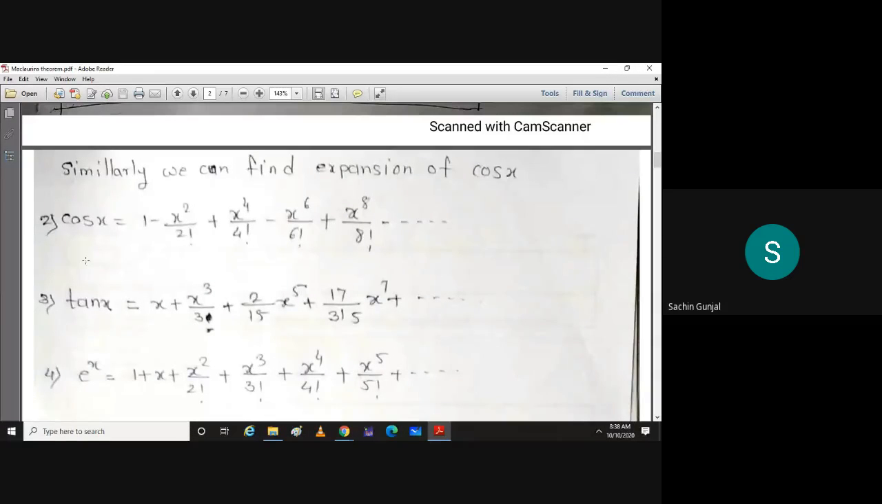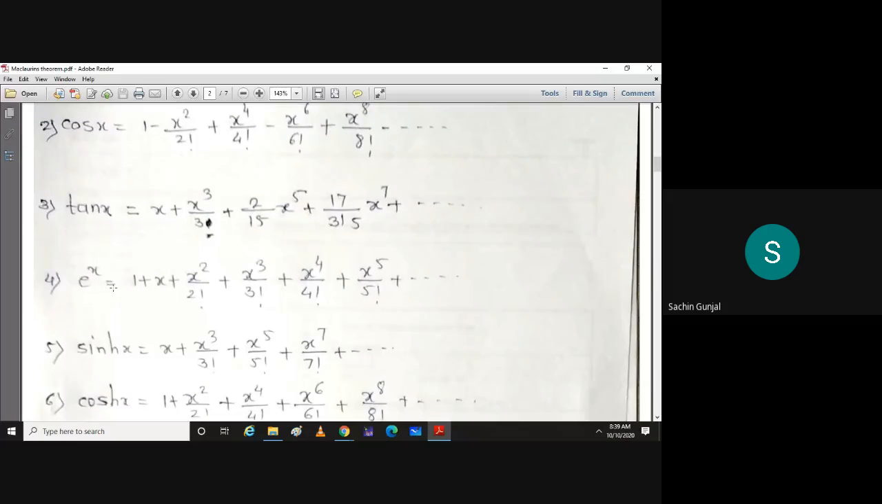In a similar line, you can obtain the series of tan x, which is x plus x cubed by 3. This is not factorial. It is x plus x cubed by 3 plus 2 by 15 x raised to 5 plus 17 by 315 x raised to 7 and so on. The idea is the same. You find f of 0, that is tan 0, then its derivative at 0, then the second derivative at 0, third derivative at 0 and so on. e raised to x is 1 plus x square by 2 factorial plus x cubed by 3 factorial and so on.